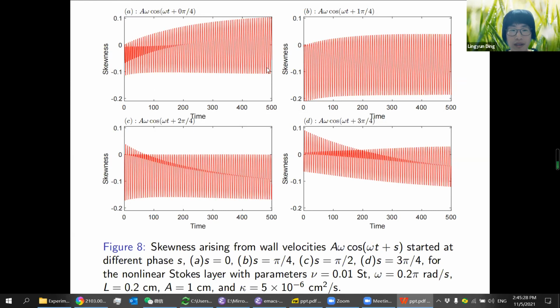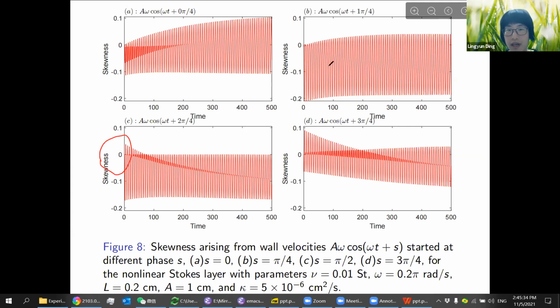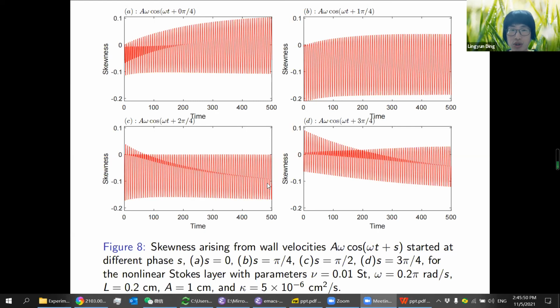For example, in this panel, the skewness is almost negative. However, in this panel, it is positive at half of the time and negative at the other half. So that suggests that we can simply control the skewness of the distribution by controlling the phase of the wall motion.